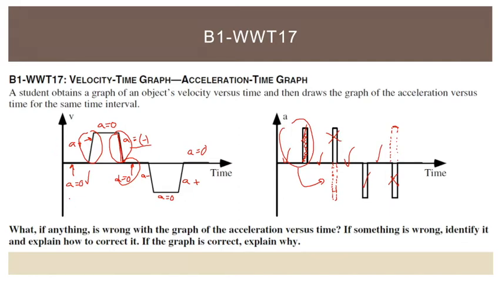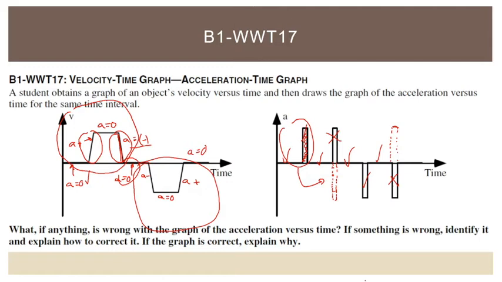So I think the basic idea here is that the mistake this person made, if you zoom out and look at their overall thing, is they said, well, all the velocities are above the x-axis, so all the accelerations should be above the x-axis. And all the velocities are negative here and below the x-axis, so all the accelerations should be negative. But of course, that's not how it works.